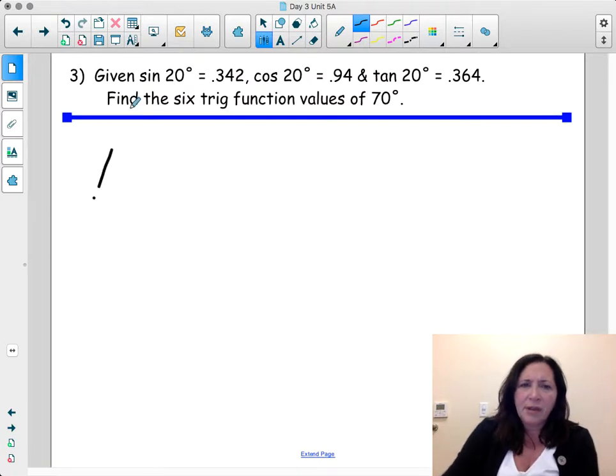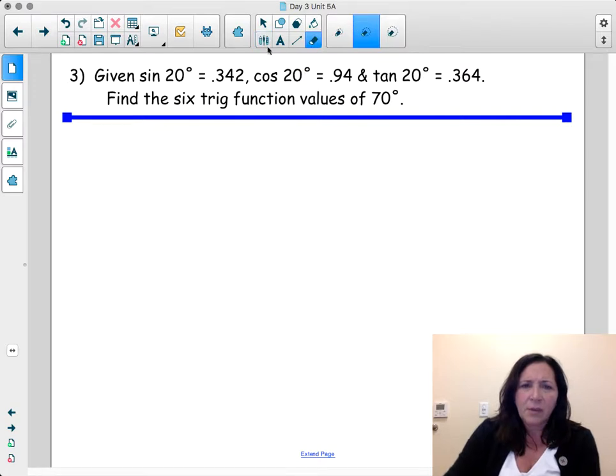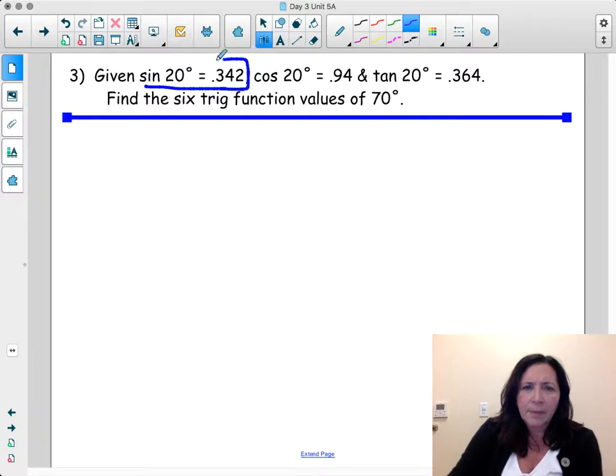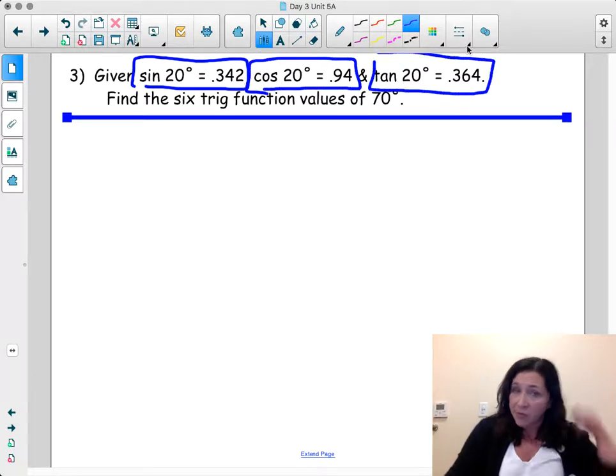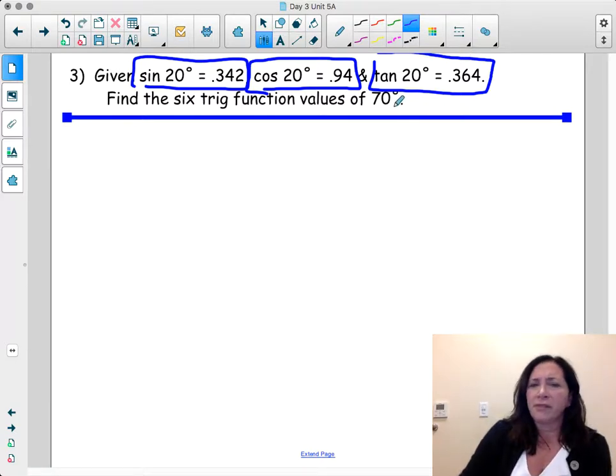So this is given: sine of 20 degrees is equal to this value here, all right? And you're given cosine of 20 is equal to 0.94, and you're given that tangent of 20 is equal to 0.364. And your job is to find the 6 trig function values of 70.